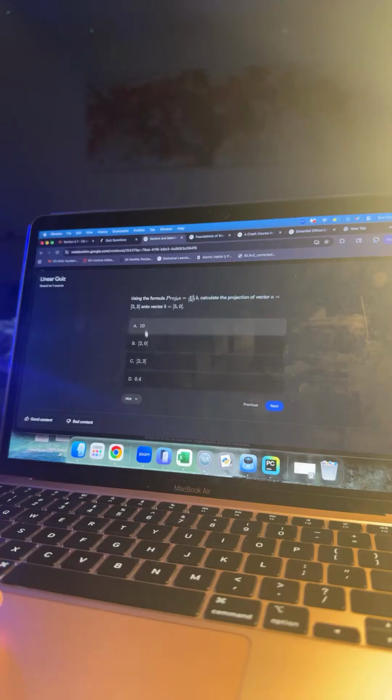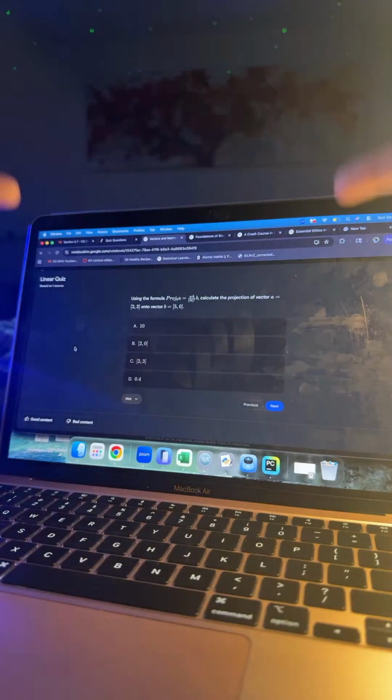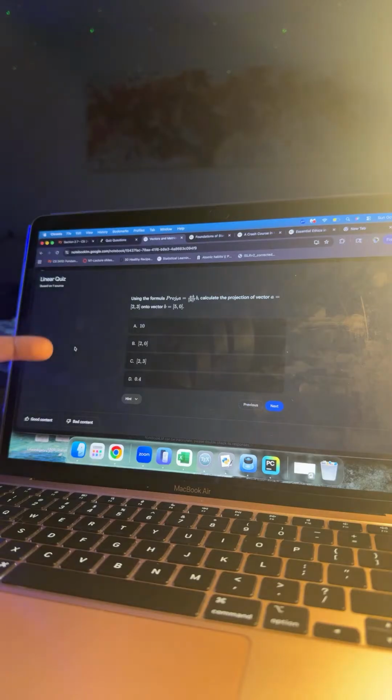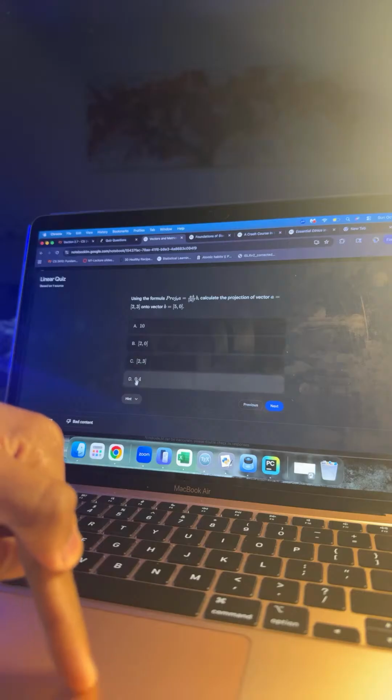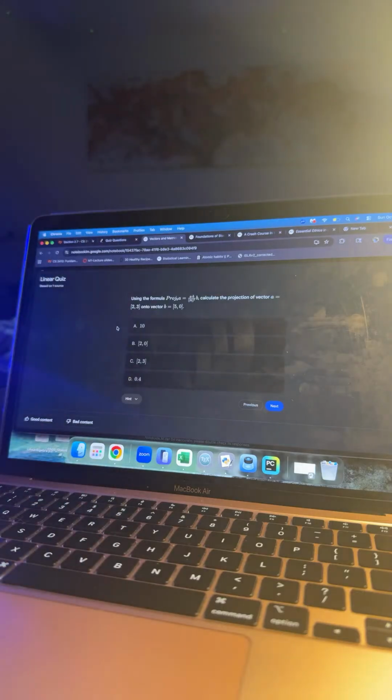How come there is no 10 0? Let me see. Oh, wait, no, hold on. It can't be a vector, 10 0. If you multiply a vector by a scalar, would it give you a scalar? Would it give you a vector? But there's no 10 0 here. What do y'all think?